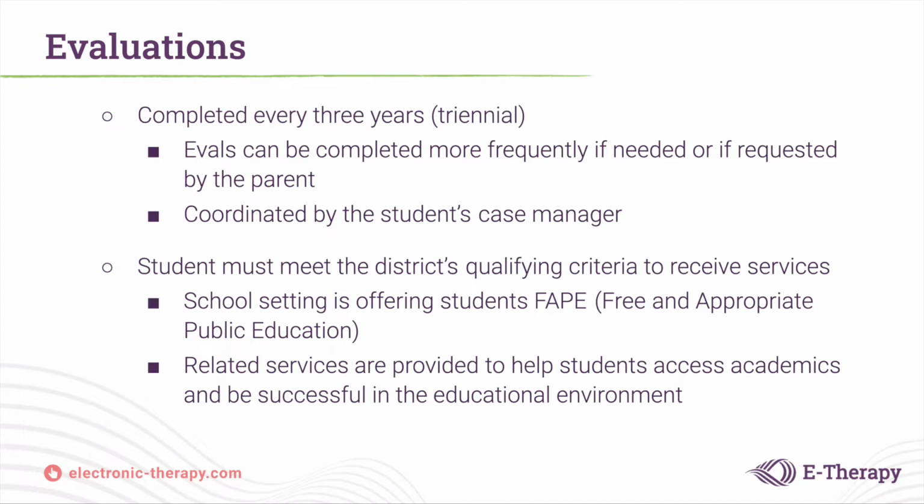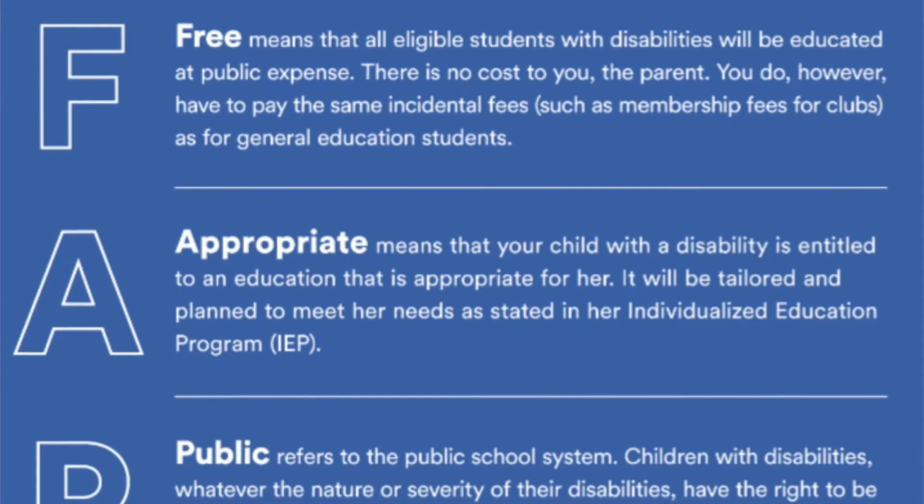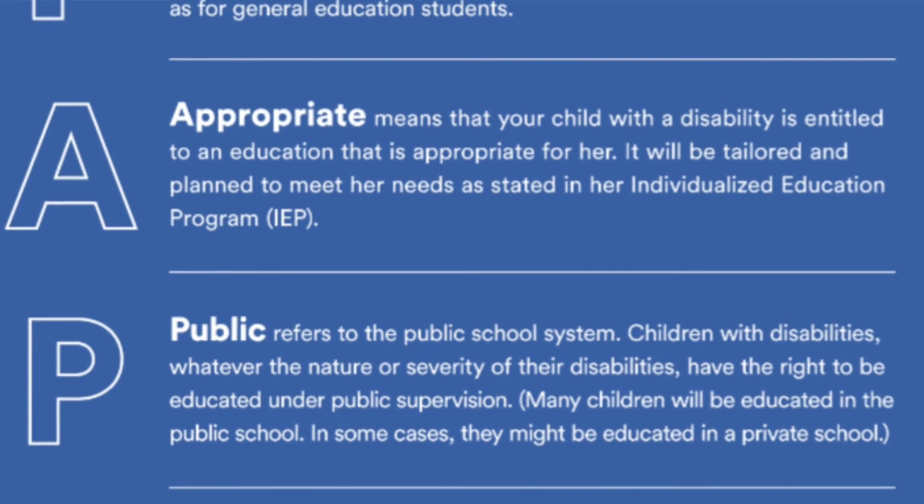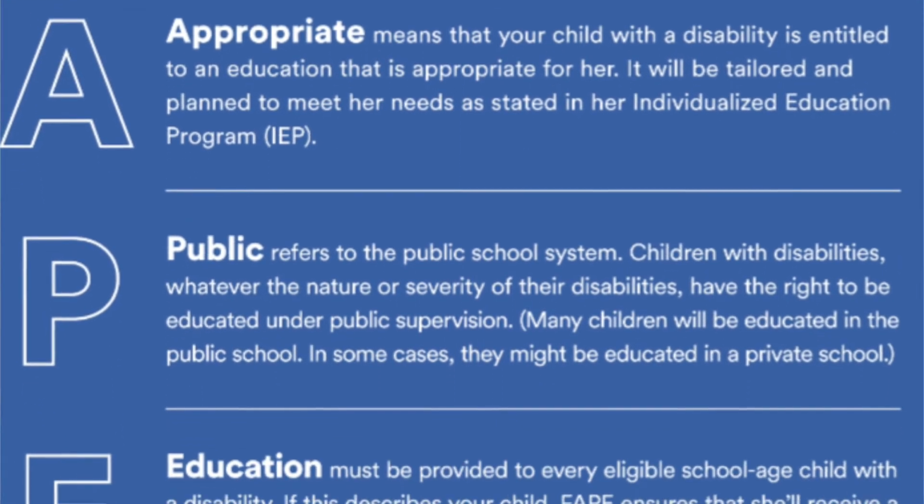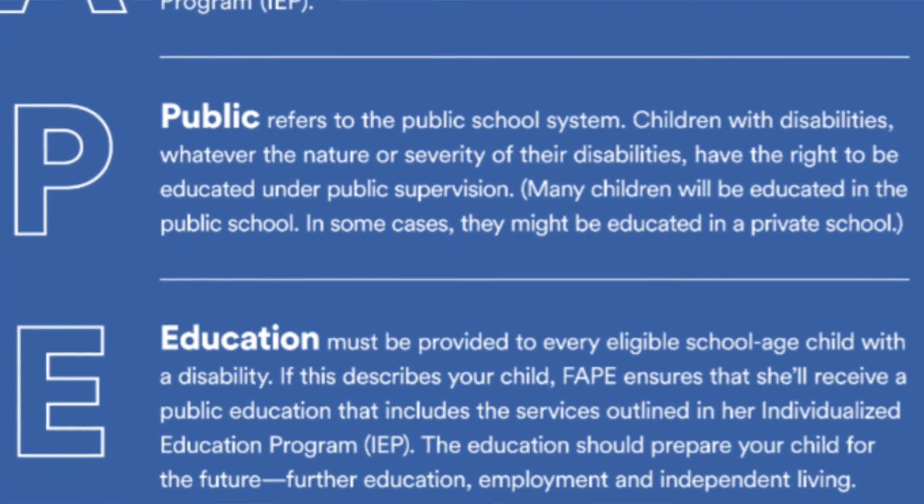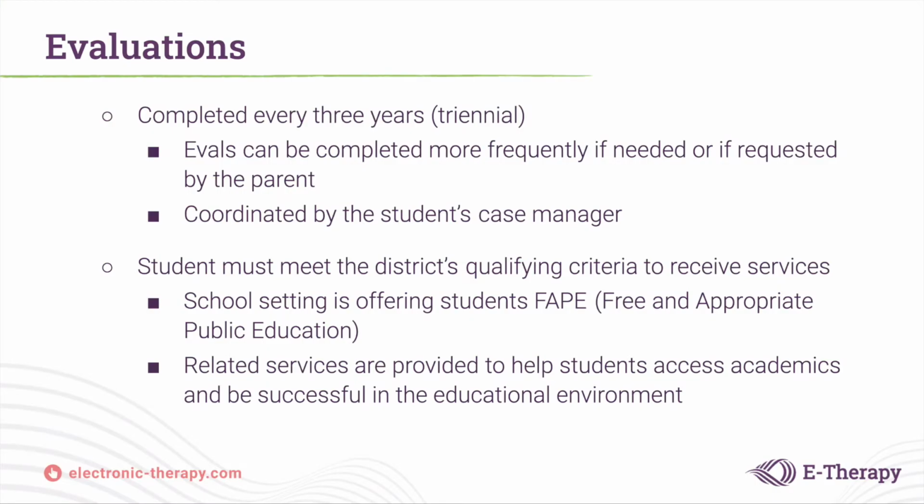In the school setting, it's a different approach. The school setting is offering students what we call FAPE, free and appropriate public education. And in order to help all students access that education appropriately, the school provides related services such as OT, PT, or speech therapy. So the purpose of those services is to help the students access the academics and be successful in the school setting. It's really all about helping the student to be successful in accessing the academics.